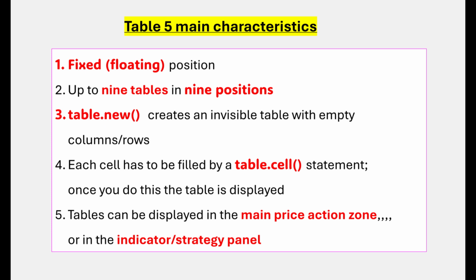1. Tables stay in the same position even when you move the price action left, right, or zoom in or out. 2. There can be up to 9 tables, 1 in each of 9 positions. The maximum number of tables depends on the sizes of the tables. 3. The table.new statement creates an invisible and empty table. To display it, you have to use a table.cell statement. 4. Tables can be displayed in the price action chart, or they can be in the indicator or strategy panel. Stay tuned, and I'll explain tables in detail.